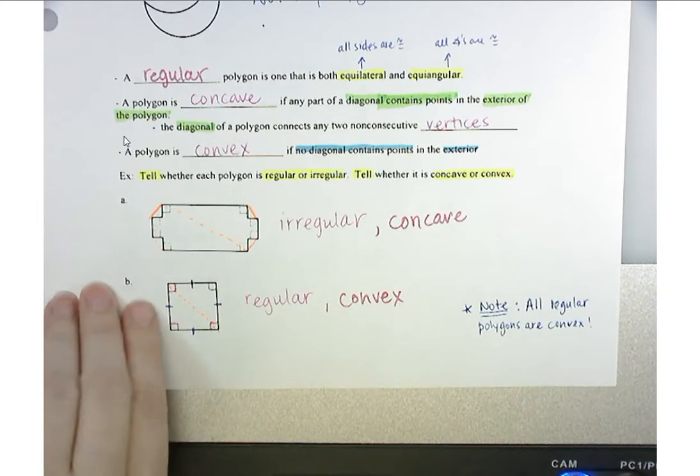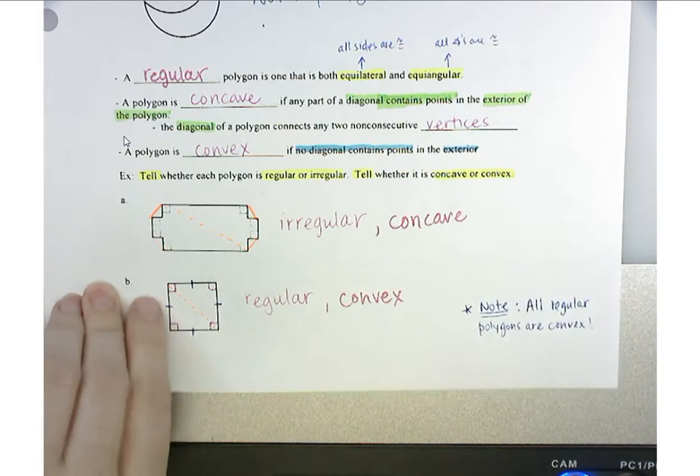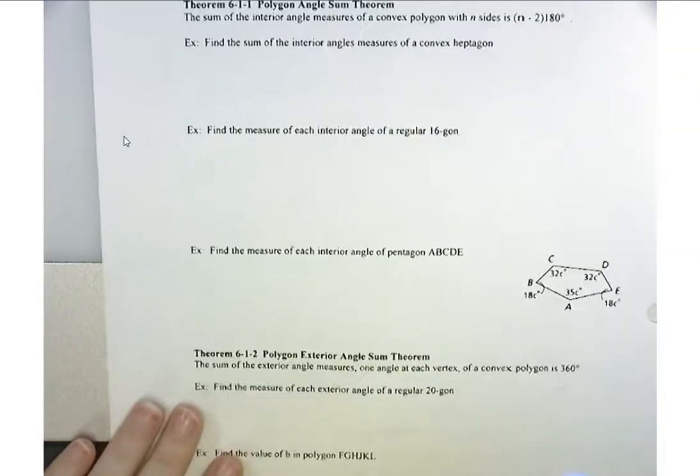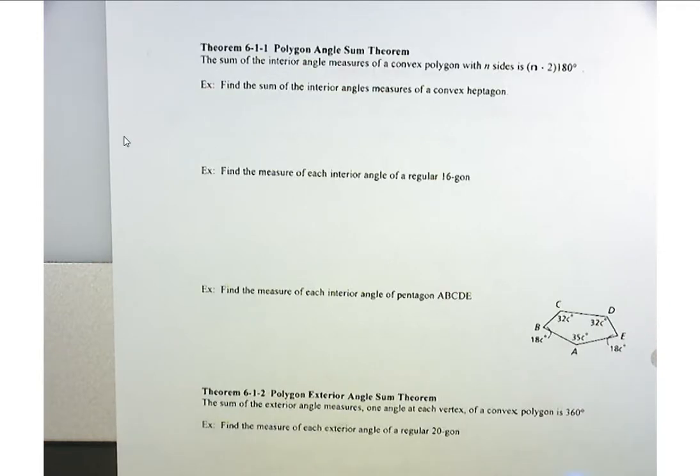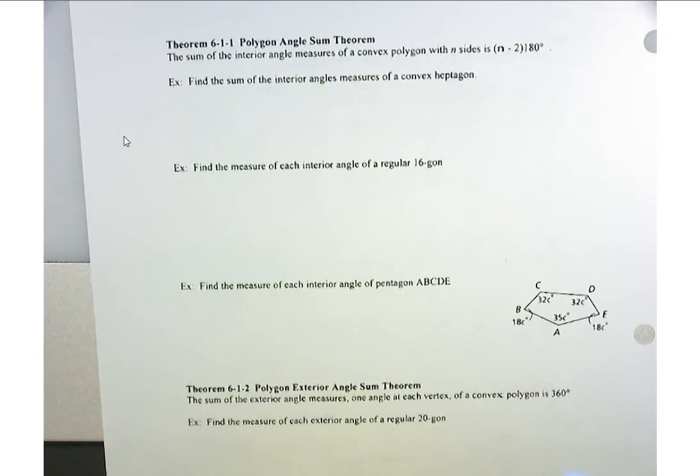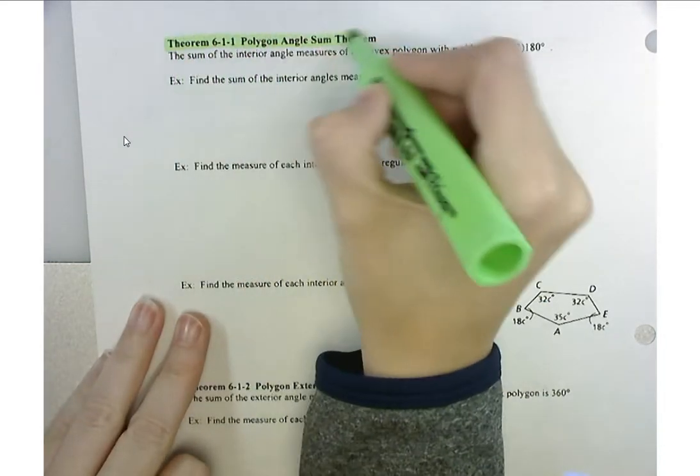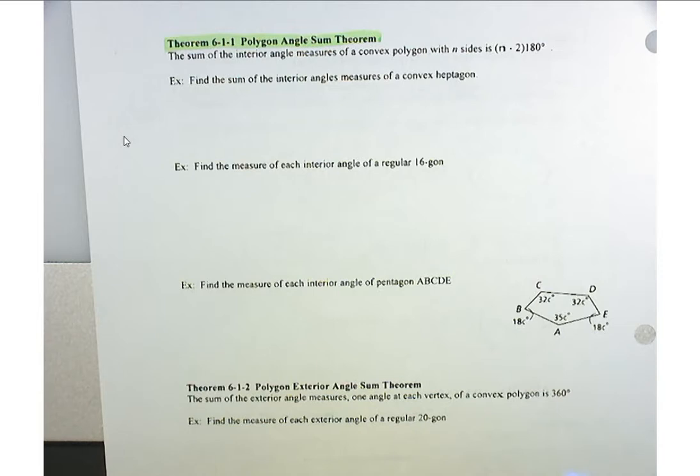All right, and then let's flip it over to the back. The next thing we're going to talk about is the polygon angle sum theorem. The sum of the interior angle measures of a convex polygon with n sides is going to be n minus 2 times 180.